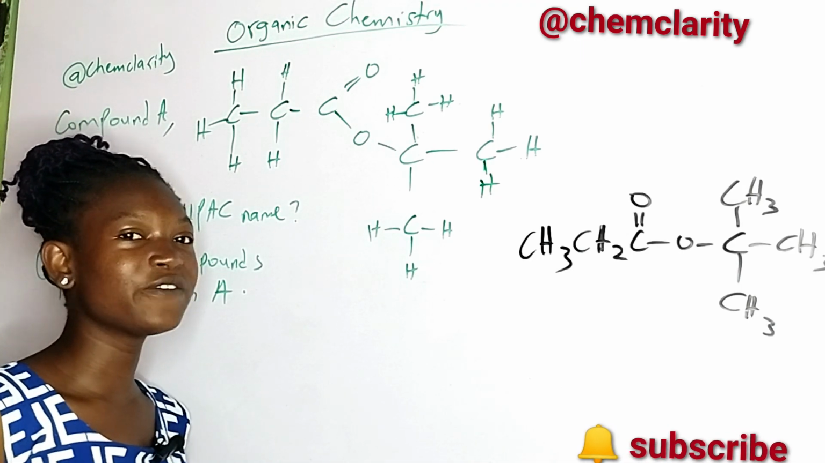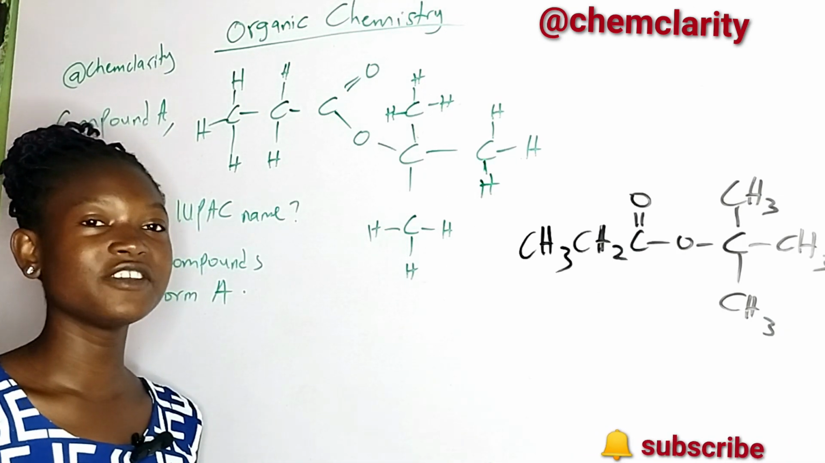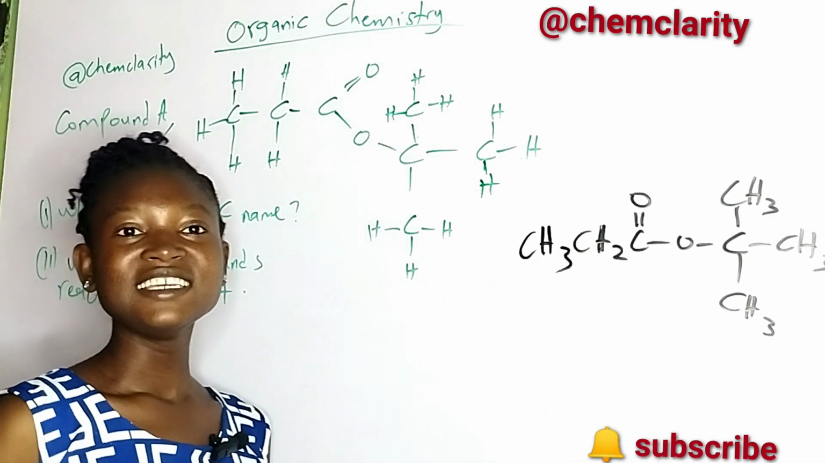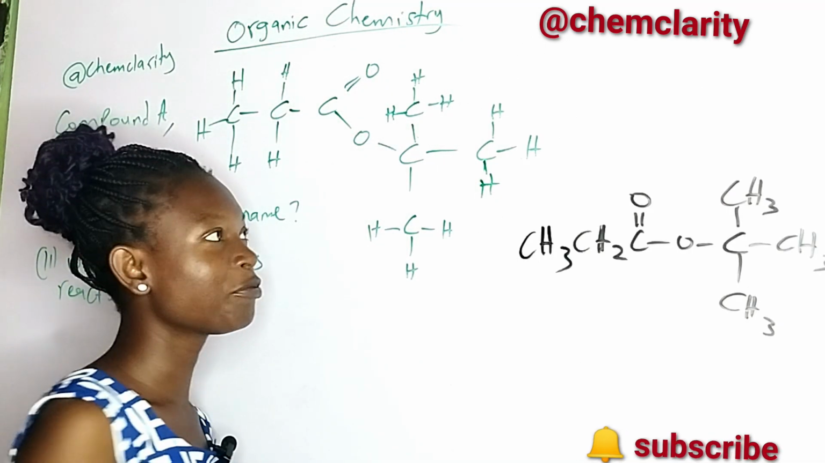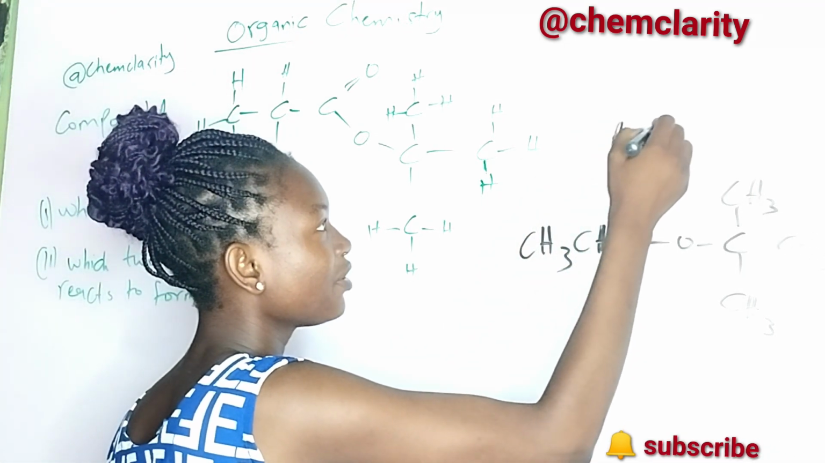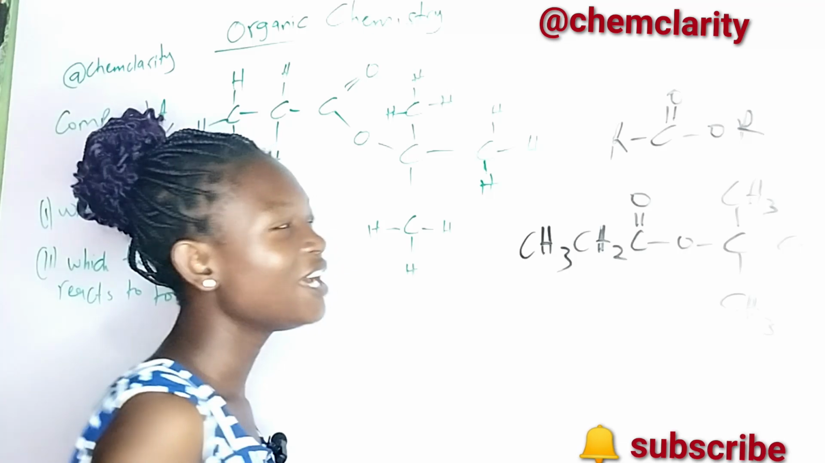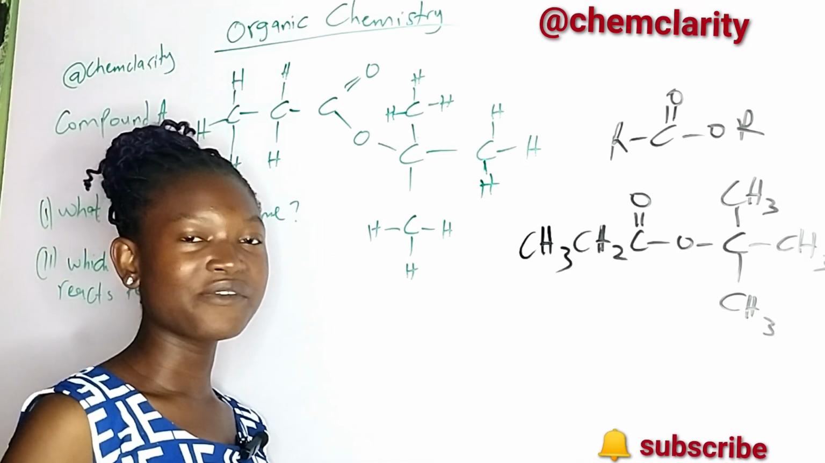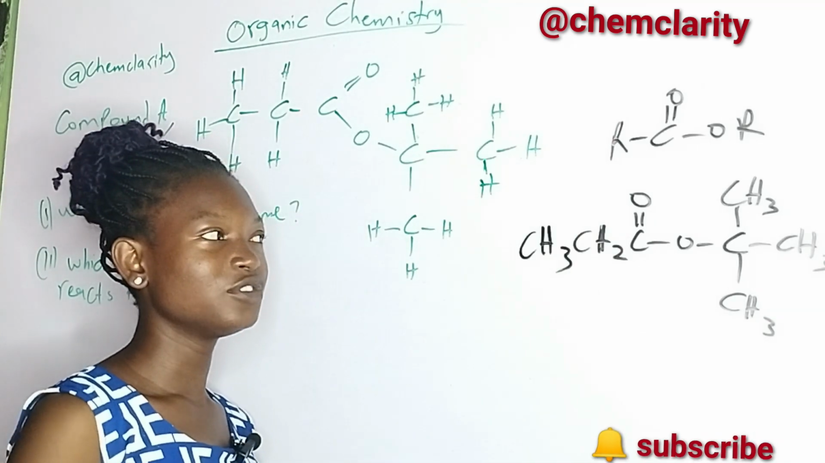Now, let's identify the functional group. Because if you want to name a compound, you have to identify the functional group there first. Now, if you look at this compound, it is an ester. It is an ester because the functional group of an ester is RCOOR, where your R can be an alkyl or an aryl substituent. In this case, it is an alkyl substituent.